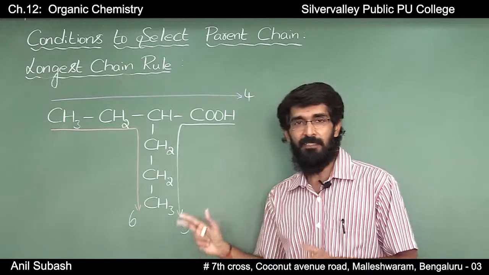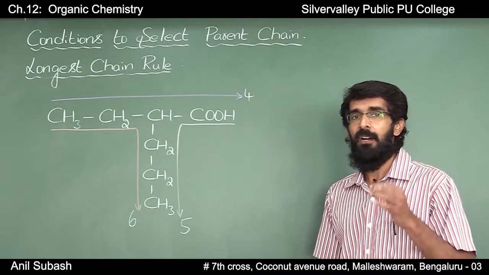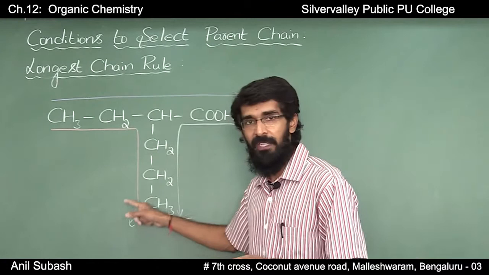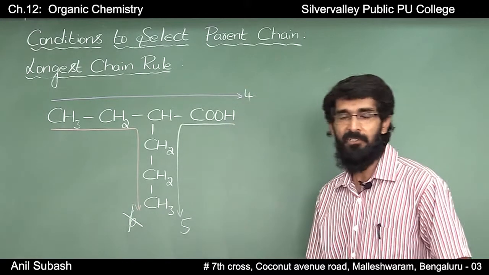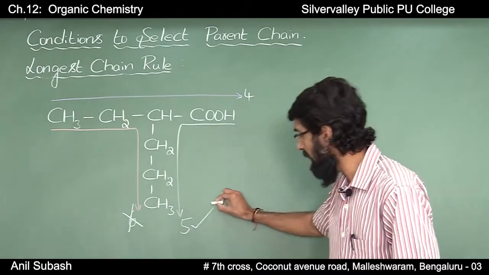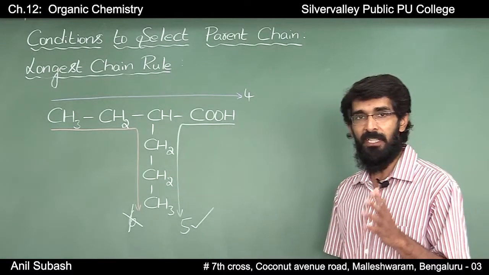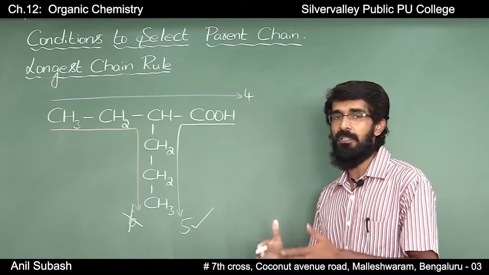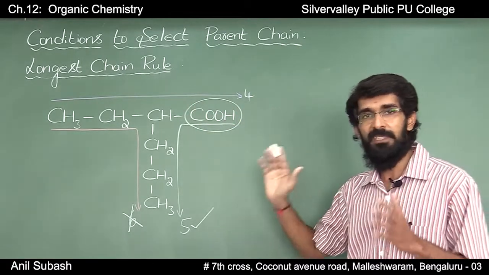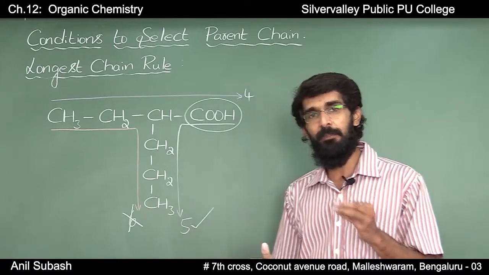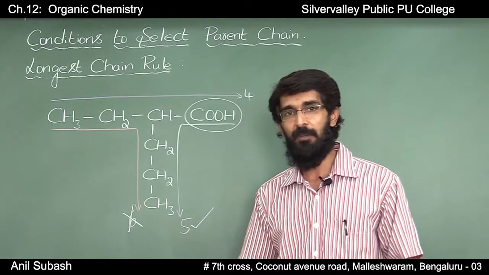The longest chain rule says that the parent chain should contain the largest number of carbon atoms. According to that rule, this should be the parent chain, but strictly speaking, this will not be the parent chain. Instead, this will be our parent chain, because the second law states that the parent chain should contain double bonds, triple bonds or the functional groups. Since COOH is the functional group here, the COOH group should be included in the parent chain, even though the parent chain does not contain the largest number of carbon atoms.